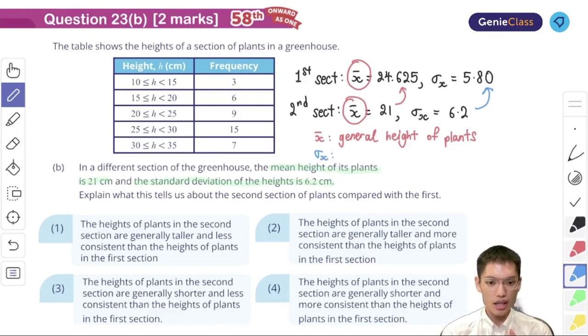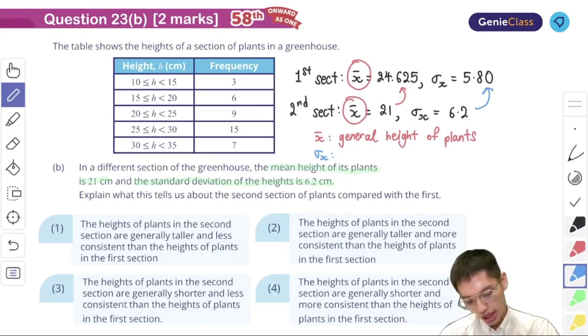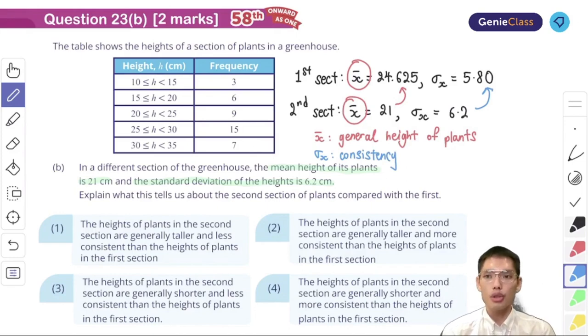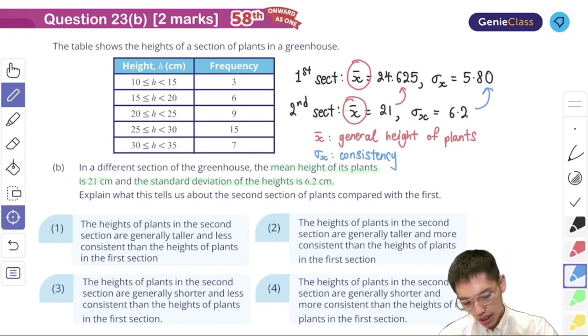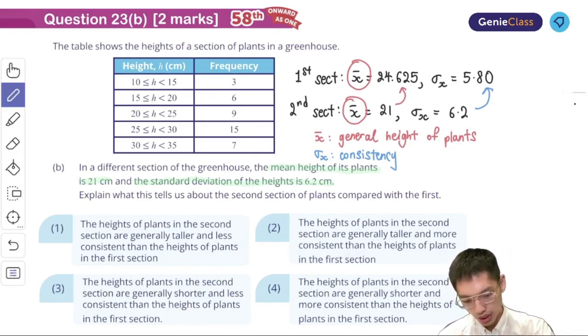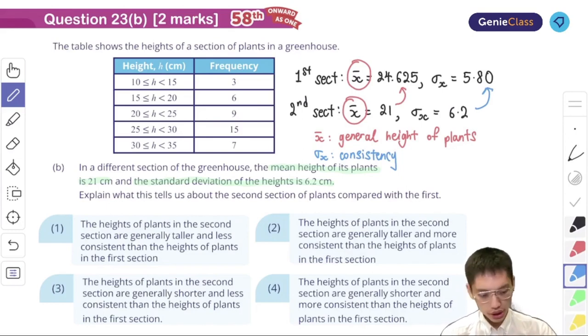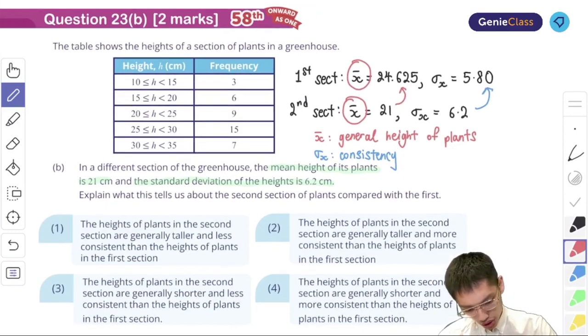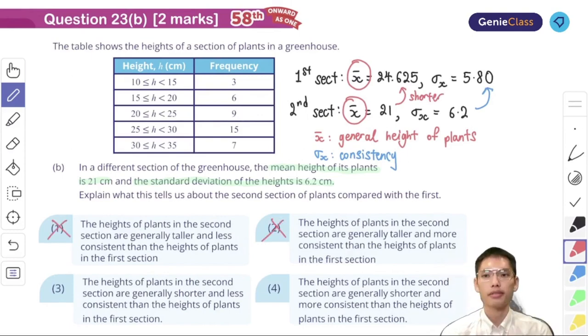Standard deviation in this case, all right. Okay, seems like everyone is a little unclear. Standard deviation actually calculates what we call the consistency of the data. So what does it mean? First, the mean: we know the second section is going to be shorter. So it is generally shorter, and that's why we know 1 and 2 are not correct.